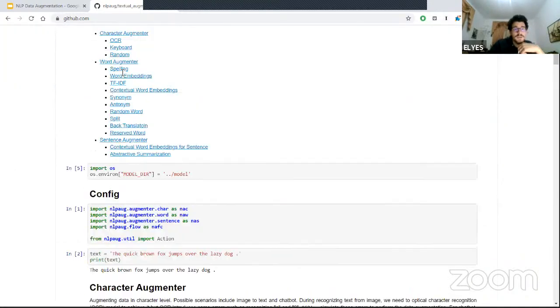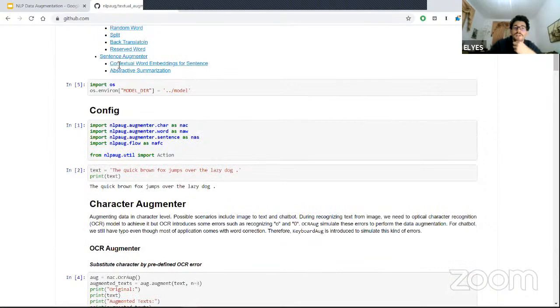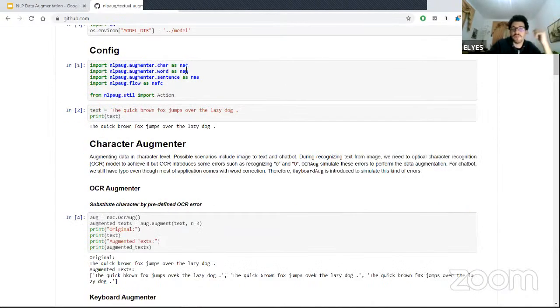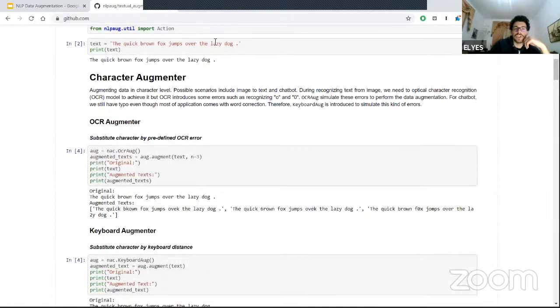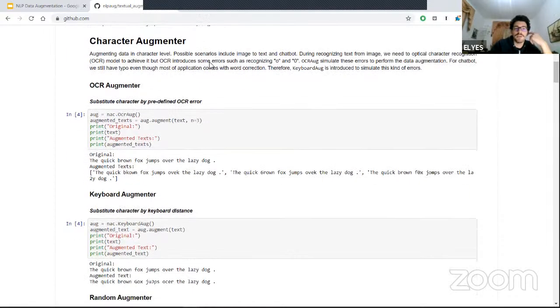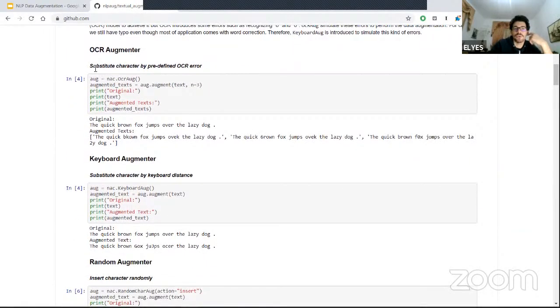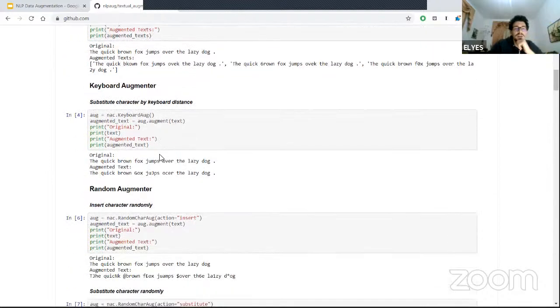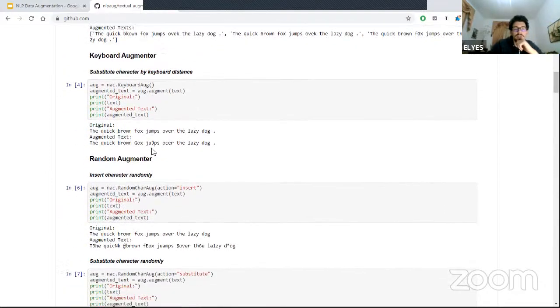There we go. So you just need to import nlpaug.augmenter, then you choose whatever you want, char, word, or sentence, and then you give it an initial sentence like "The quick brown fox jumps over the lazy dog." And then you can go on. You want the OCR augmenter, to substitute a character. So you can see that "over" became "ovec." So it might be a typo. The same thing here, randomly.